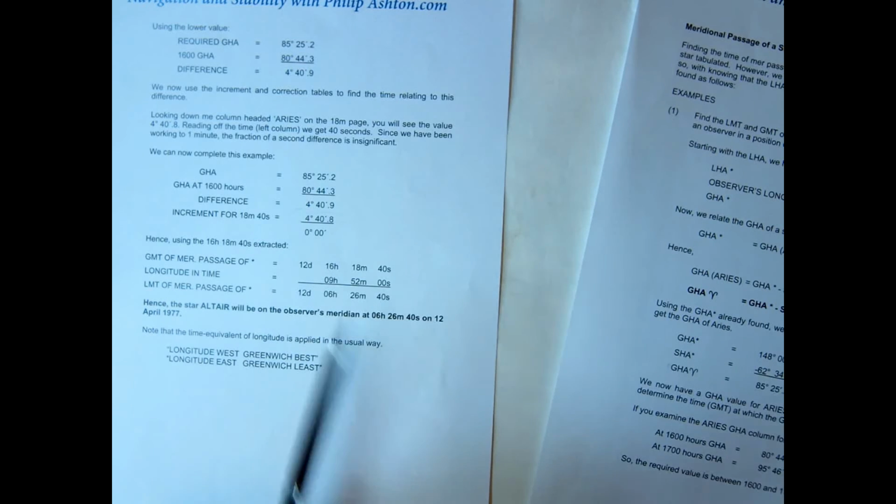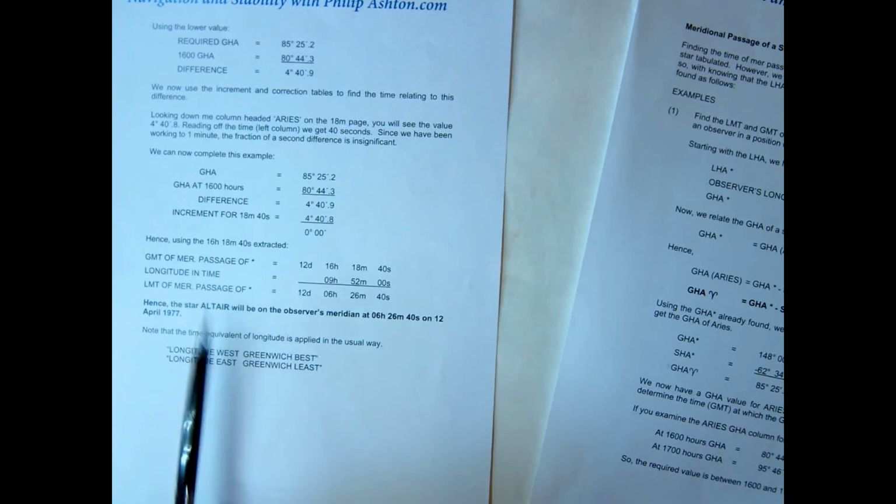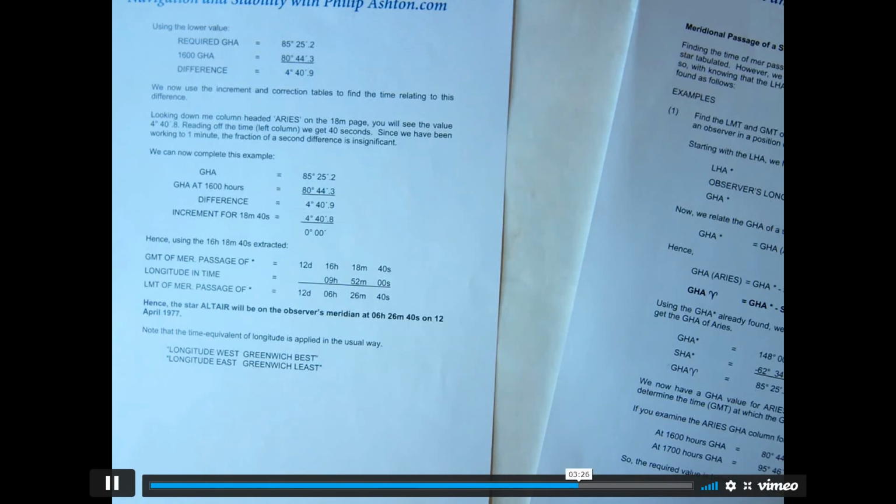Apply the longitude in time and that gives you the LMT of meridian passage of the star. So the Altair will be observed on the meridian at 6:26:40 LMT on the 12th of April, and the GMT of course is written there. And I've just put here a note that the time equivalent of longitude is applied in the usual way. Obviously longitude west, Greenwich is best, longitude east, Greenwich is least.